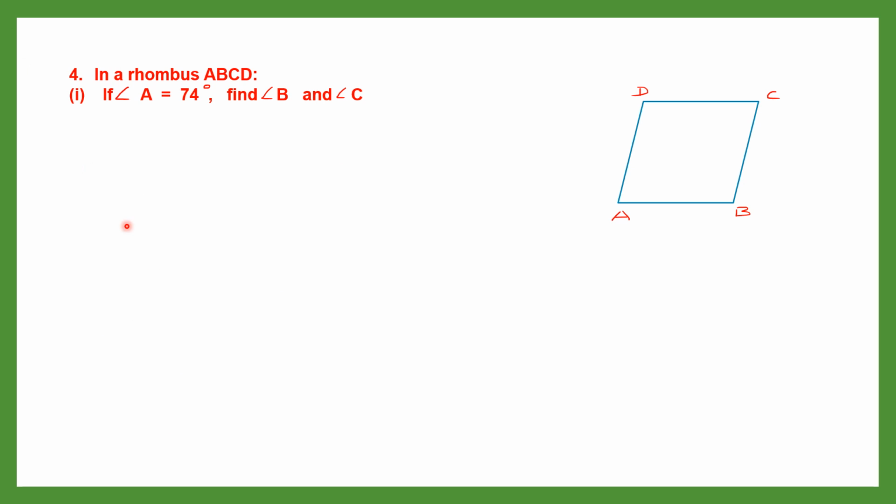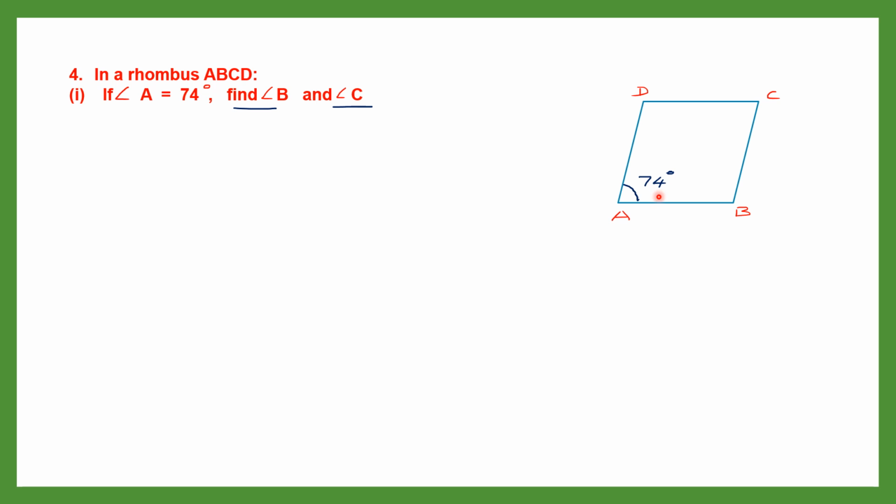Question 4. In a rhombus ABCD, if angle A is 74, find angle B and angle C. So that means angle A is 74. This is given to us already. Angle A is 74 degrees. Now we have to find angle B and angle C. Now, in a rhombus, opposite angles are equal.